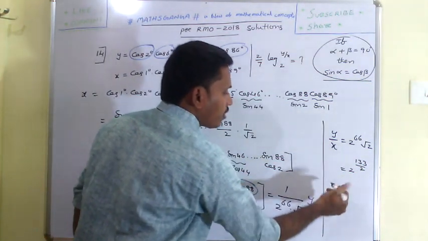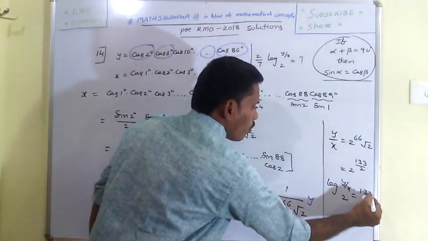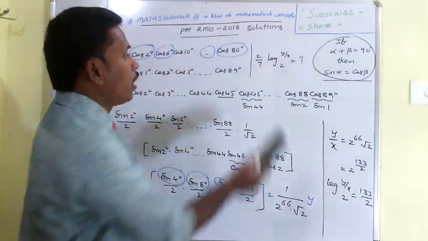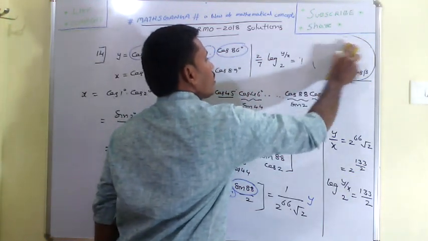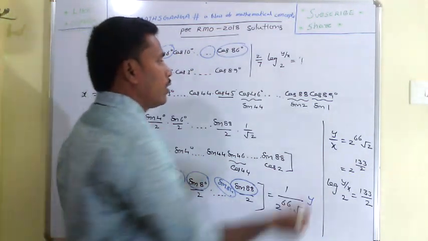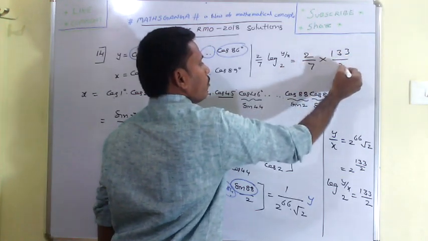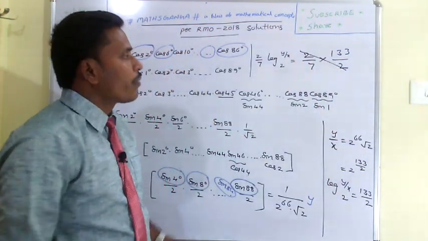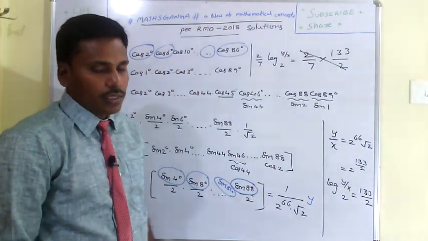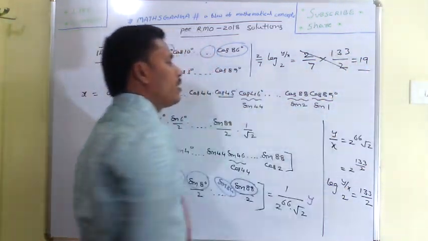If you send this base to that side, you will get it as logarithm. Log y by x base 2 is equals to 133 by 2. But what we need to calculate? We need to calculate 2 by 7 into log y by x base 2. Log y by x base 2 I have as 133 by 2. So this is equals to 2 by 7 into 133 by 2. 2 and 2 will get cancelled, so 133 by 7. 133 by 7 is nothing but 19, since 70 plus 63 is 133. So your answer is 19 for this problem.